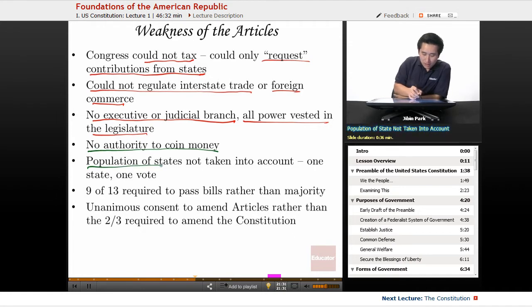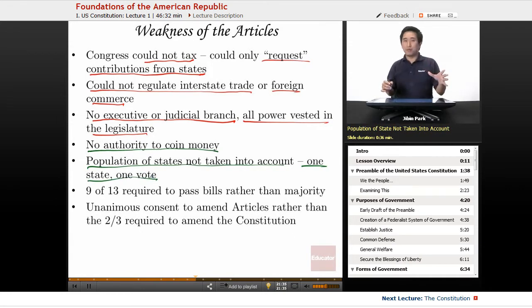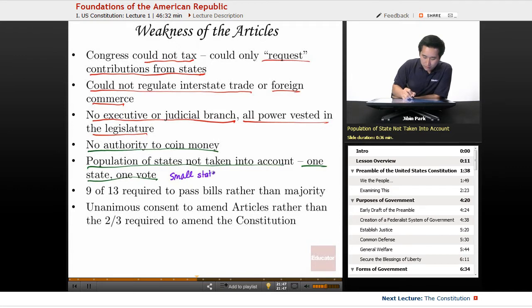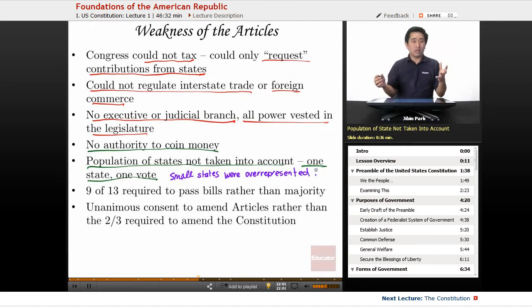And again, population of states not taken into account. You had one state, one vote. New Jersey might love that idea. Small states love this idea, but large states were basically hurt by this. So small states were overrepresented basically, and large states were therefore underrepresented. So this was a problem in a country that was not yet united.